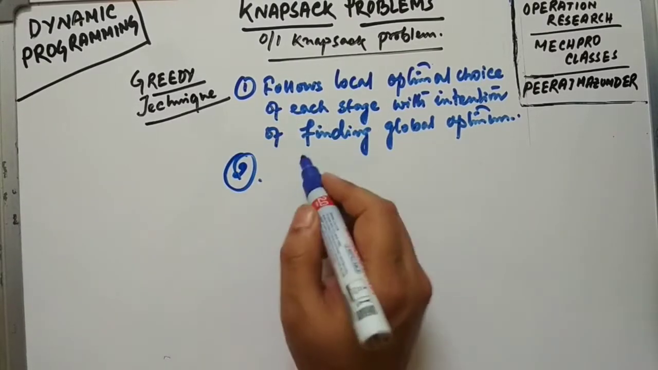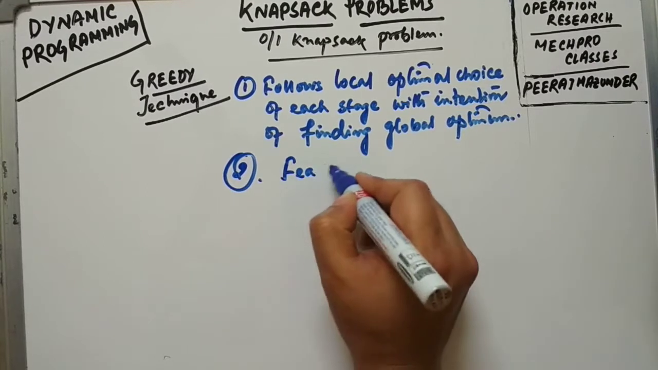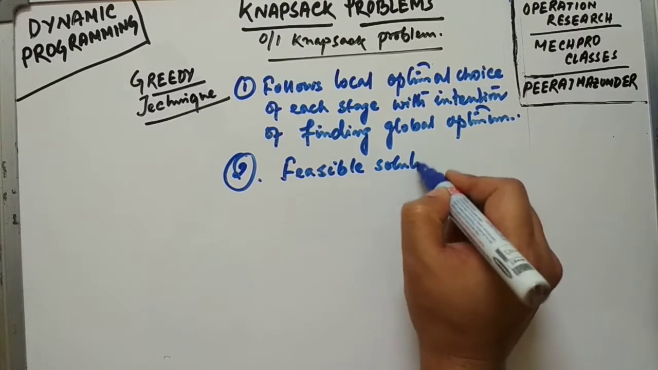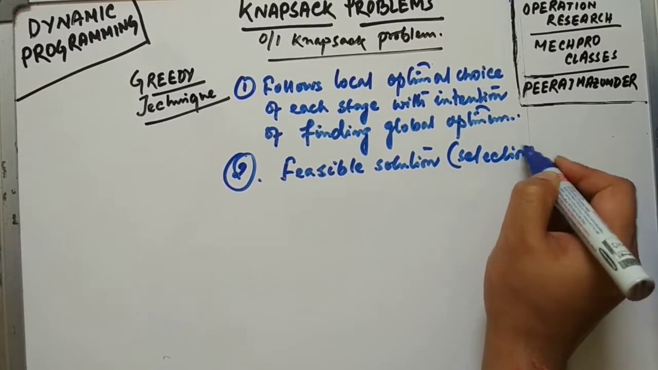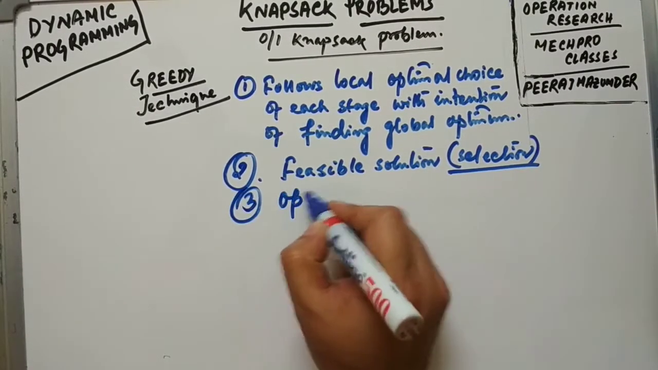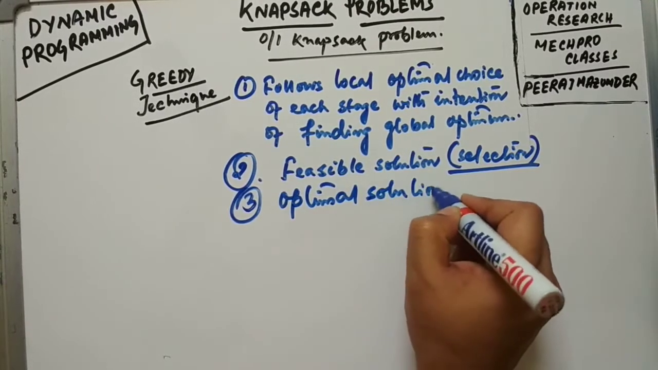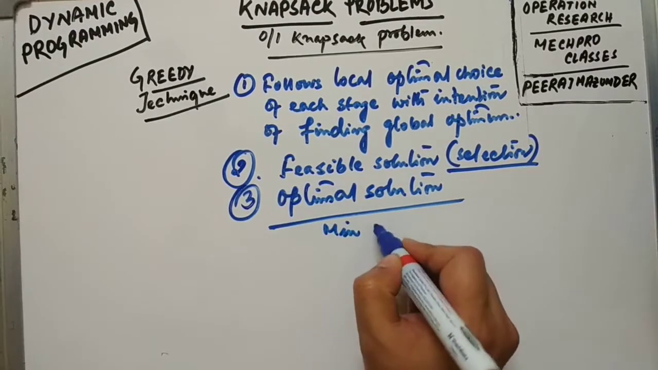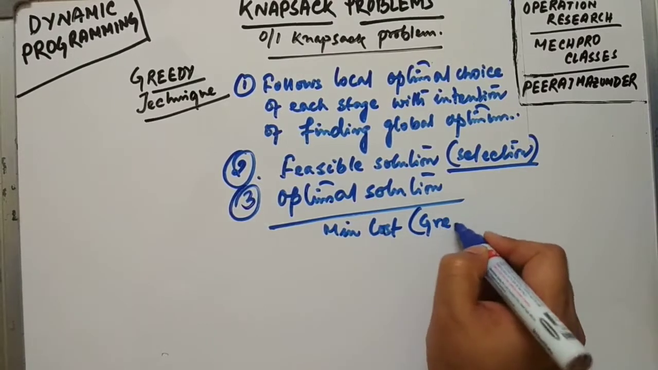And second, it also finds a feasible solution, or selection. As we have to select the optimal route, you can say selection as well. And third, we have to find the optimal solution. The optimal solution may be minimum cost, that is, you are greedy about cost.